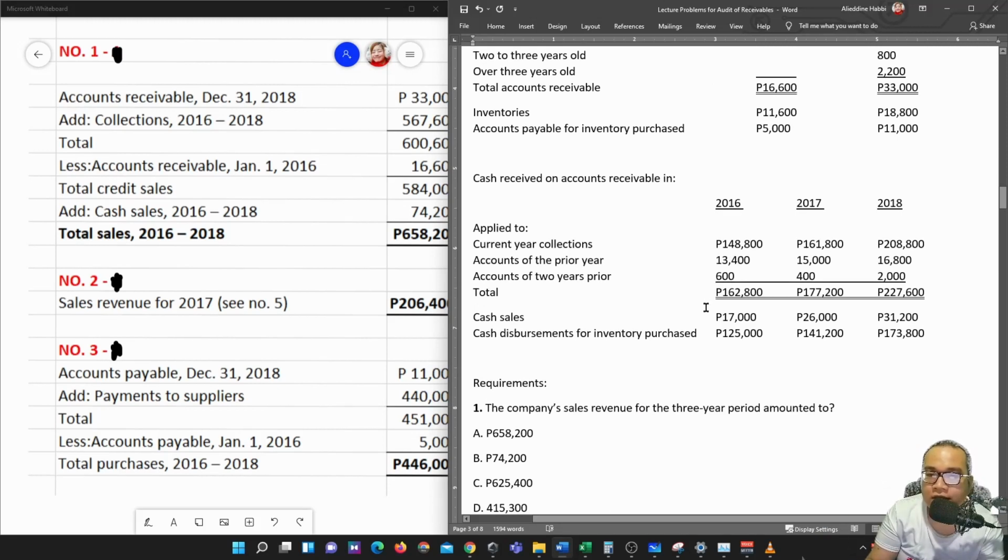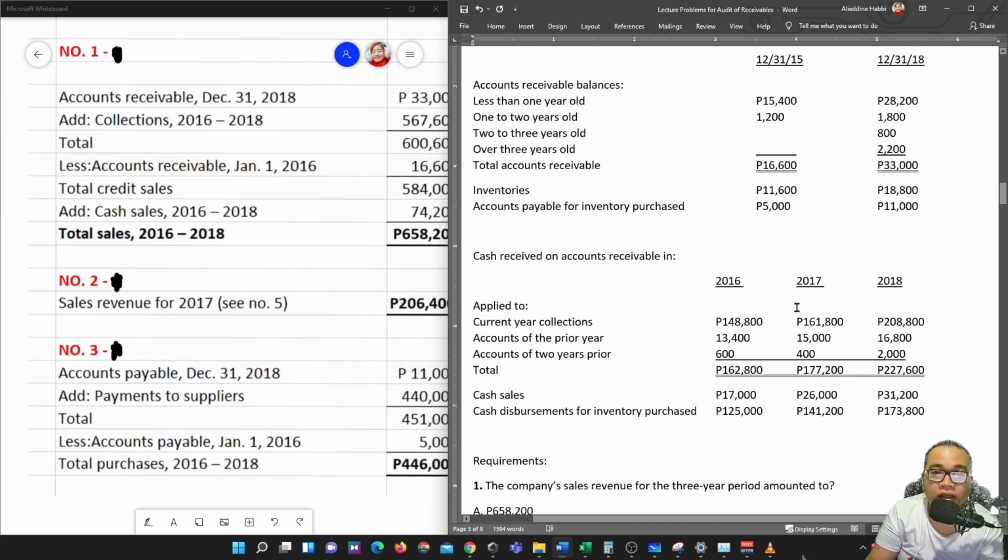So, cash received on accounts receivable. It talks about the accounts receivable na convert na to cash. Okay? So, 2016, 2017, 2018, applied to current year collections, yung na-collect mo ng 2016, 2017, 2018. Accounts of the prior year, so alam mo to, tong 13,400 galing to sa 2015. Ito, for 2017, alam mo galing to sa 2016 kasi prior year eh. So, ito 1,600, alam mo galing to sa 2017. Ito naman, accounts of 2 years prior, so ito, 2014, ito, 2015, ito, 2016.